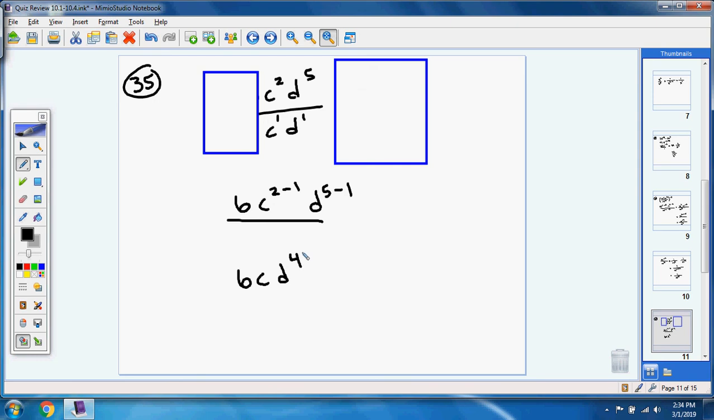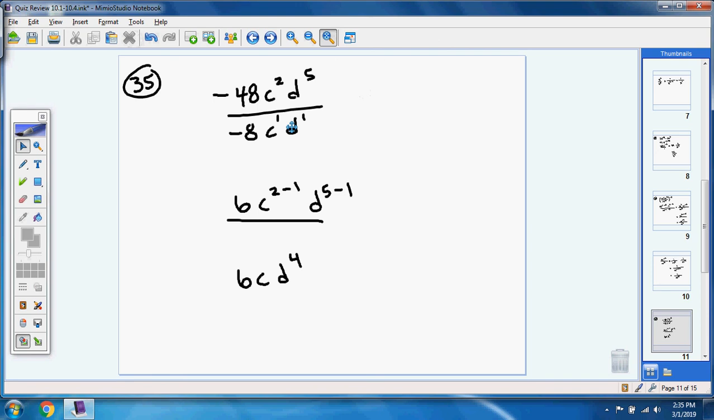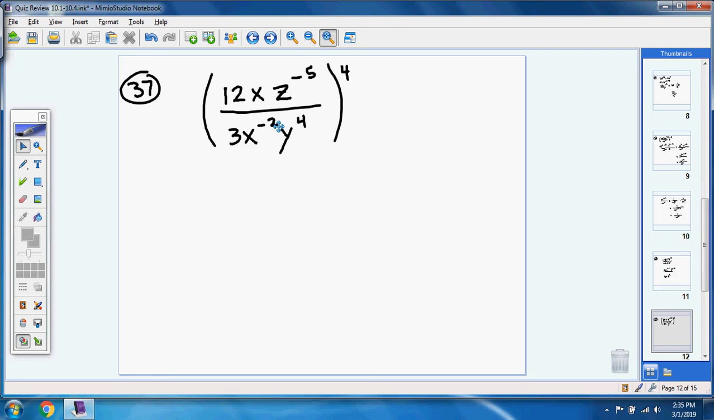So again, the coefficients behave like normal, so you're just going to do basic division, and then the variables using the rules. A lot of little different rules to have memorized. All right, just a few more to help you out, and then you'll spend some time on your own.